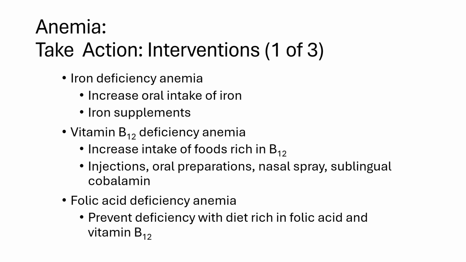Now, vitamin B12, pretty much the same thing, increasing the foods that are rich in vitamin B12. And some of those are very similar to the iron deficiency ones, like your liver, or basically your organ meats, clams, sardines, beef, fortified cereals, tuna, trout, salmon, fortified non-dairy milk, cow's milk, and eggs. And then also they can receive injections of vitamin B12, that is IM, and they can also get oral supplements for that, nasal sprays, and some sublingual cobalamin.